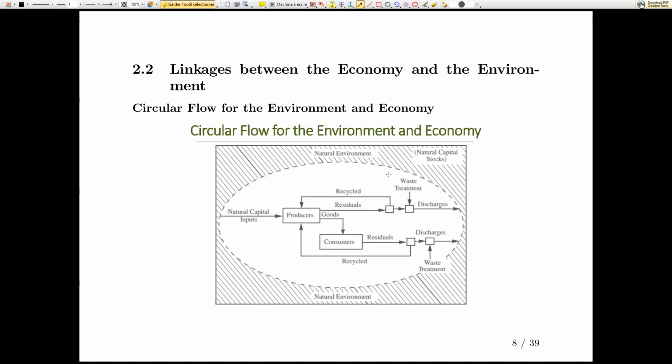All right, so that's the link between the environment and the economy. So the economy gets something from the environment and discharges something bad in the environment. So it's usually not a love story between the two. Usually the economy gets a lot from the environment, but doesn't give back many positive things.